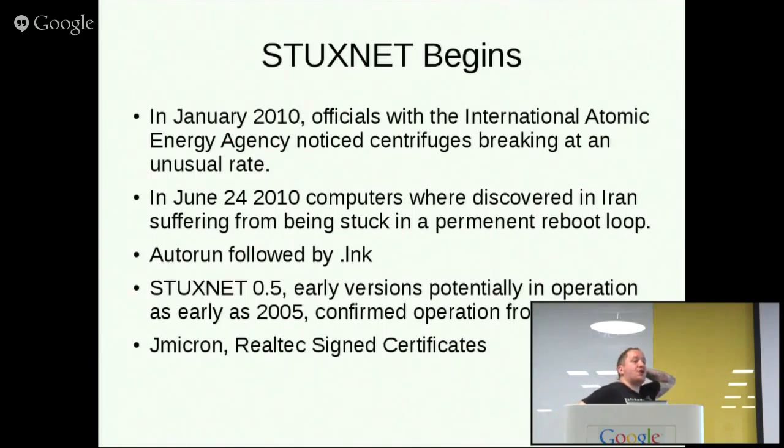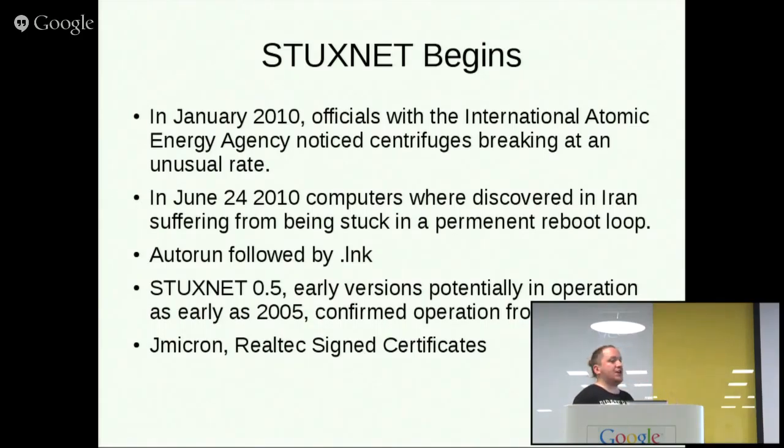It came in multiple versions that would update itself. The first version just exploited a Windows autorun file. Usually they're just plain text files, so I don't know if it was that crude, but then it was followed up by a LNK file. Stuxnet 0.5 was a really early version, confirmed in operation since 2007, but there may have been earlier activity since 2005. And when Stuxnet hit Iran, it had two stolen digital certificates, from JMicron and Realtek.